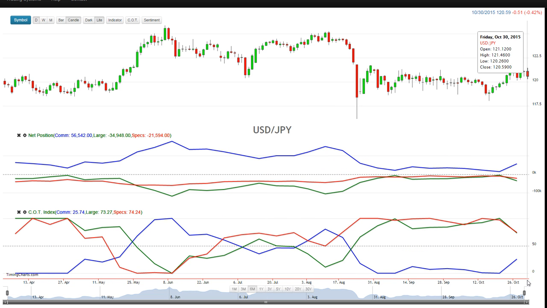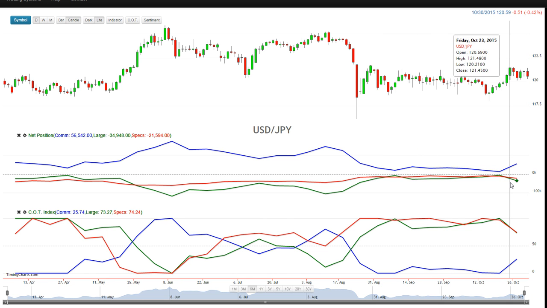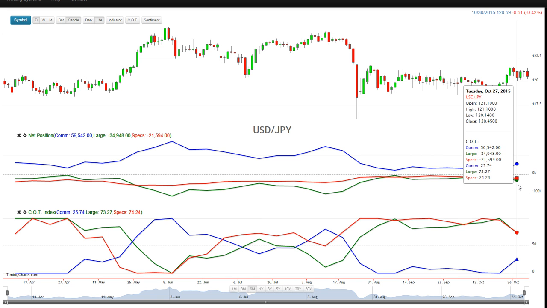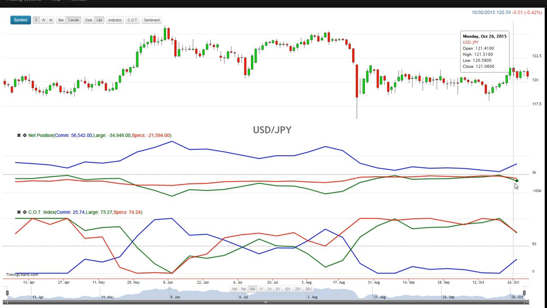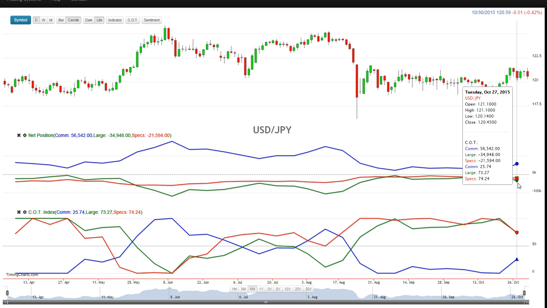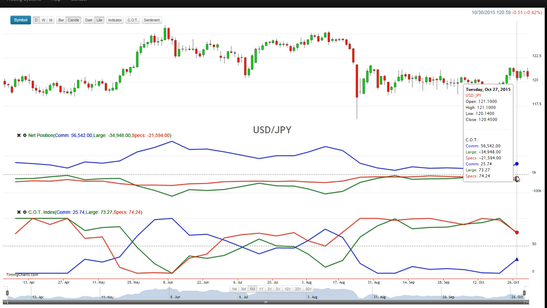This is where we at right here. And you can see that it looks like it wants to go higher. The last report, commercials are hedging, so they're going long, and retail and large speculators are shorting it. So it looks like it may want to go higher. So I just wanted to show you how these things are indicating something is brewing as of the last report of Tuesday, October 27th.